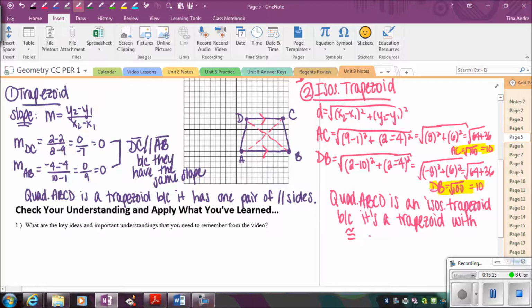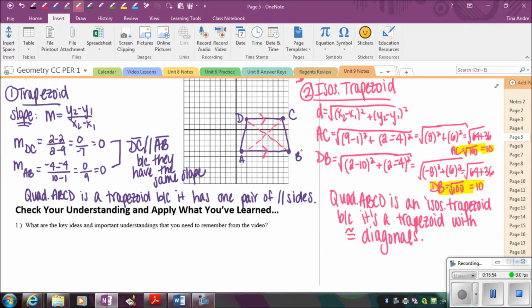So again, remember, you have to show that the diagonals are congruent. Do not show that the side lengths are congruent, the 2 legs, DA and CB, because that isn't enough information to prove that this is an isosceles trapezoid and not a parallelogram. And like I said, we'll talk more about that in class. But for right now, just know that you have to get to the trapezoid and then prove that the diagonals are congruent in order for it to be isosceles.